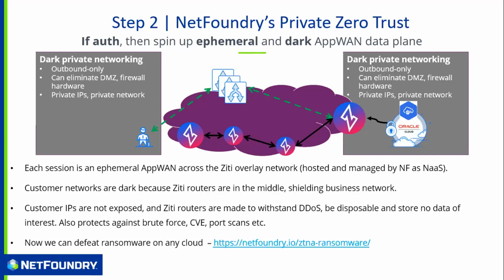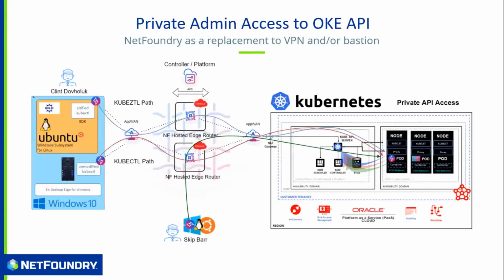And that means, fundamentally, attackers can't do network level attacks. Your OSI level 3 to 5, your DDoS attacks, your brute force attacks, your CVE exploits, your port scans, because it can't be found in the first place. And that enables us to massively reduce any attack surface in terms of how people are consuming services.